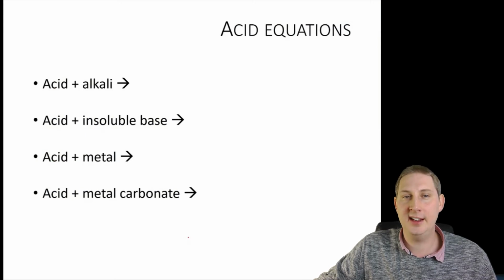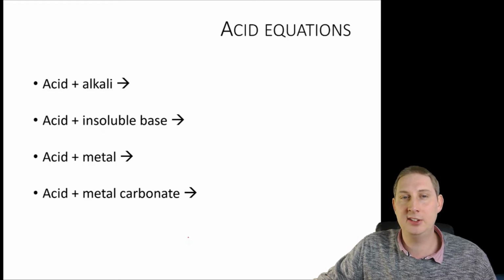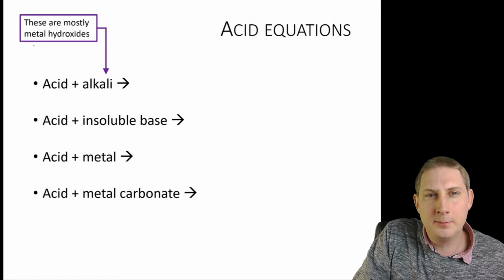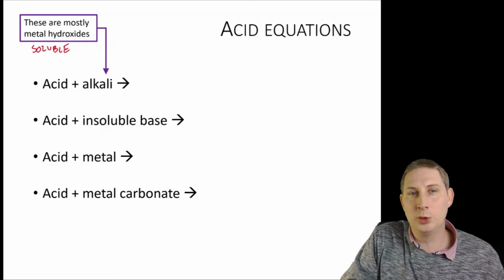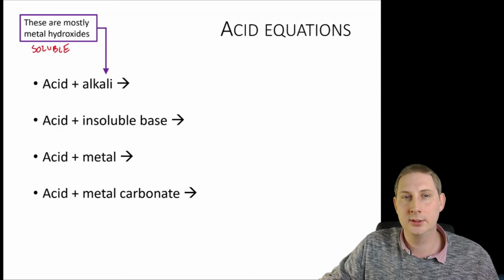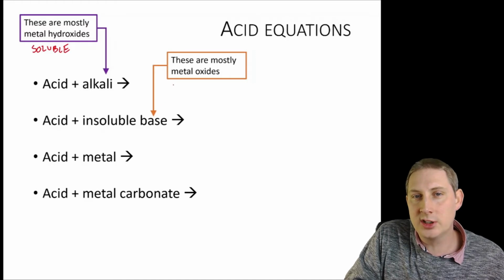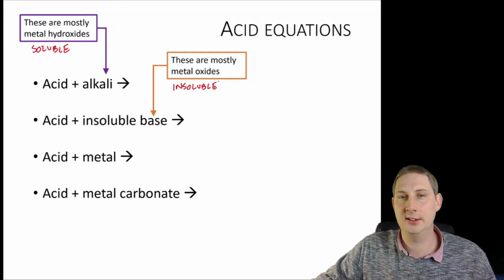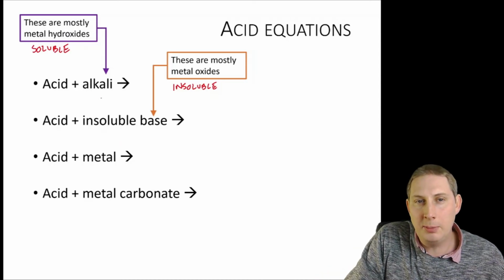So, acid and an alkali makes what? Acid and an insoluble base makes what? Acid and a metal makes what? Acid and a metal carbonate makes what? Do you know? Well, do you know the difference between an alkali and an insoluble base? At your level, alkalis are mostly metal hydroxides. Metal hydroxides are soluble, they dissolve in water, we call them alkalis. Metal oxides are usually insoluble. We call them insoluble bases. Both of these are bases.